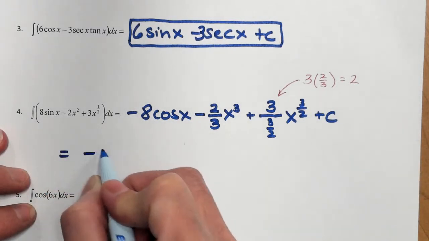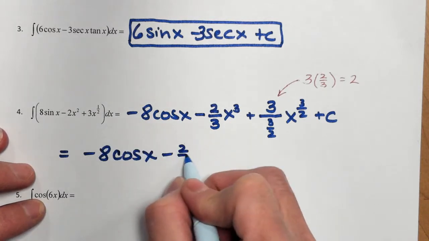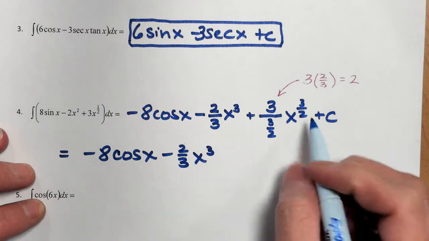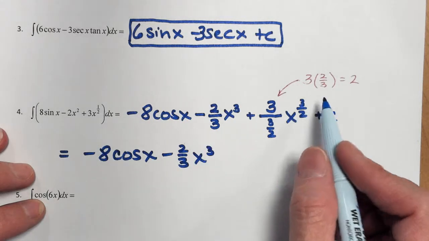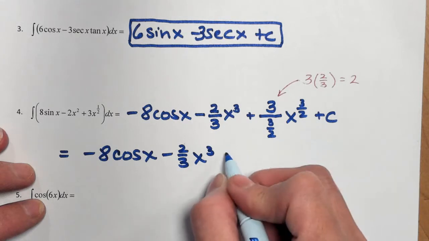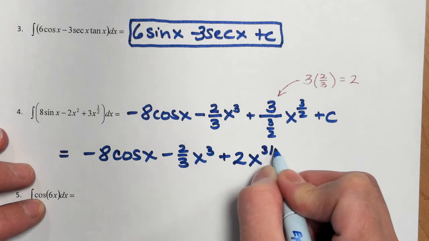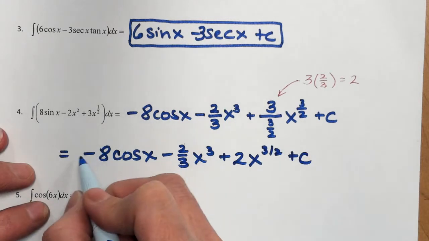Okay, so I have negative 8 cosine x minus 2/3 x cubed, and then this is going to be, oh no, sorry, plus 2 x to the 3/2 plus c.